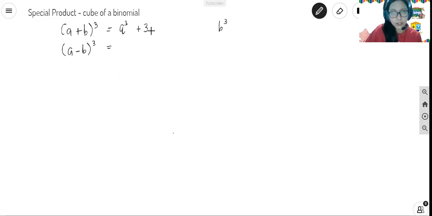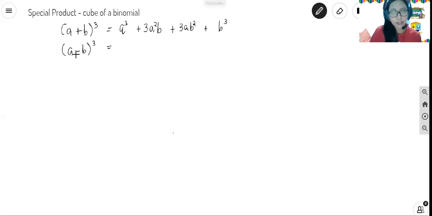For the second term, it is 3 times the square of the first term and the last term, or the second term of the binomial. The third term is still plus 3 times the first term and then the square of the second term, plus b cubed. Again, since the binomial has a sum, a positive sign or an addition sign in between, all the operations that you can see here are positive.